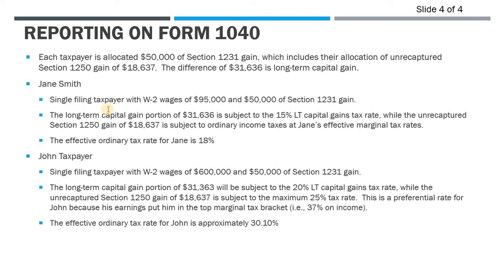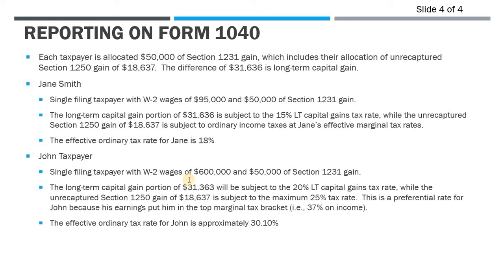So Jane here, single filing taxpayer, she has W-2 income from her day job of 95K, and she's going to have 50,000 of 1231 gain on her 1040. Now, the long-term capital gain portion is going to be subject to 15% long-term capital gains rates given Jane's overall income, right? Remember, your long-term capital gains, it's anywhere between 0 and 20% depending on what your overall income tax bracket is. So what we're going to see here is Jane, she's getting a 15% rate for her long-term capital gains, but then John is going to have a different rate, right?